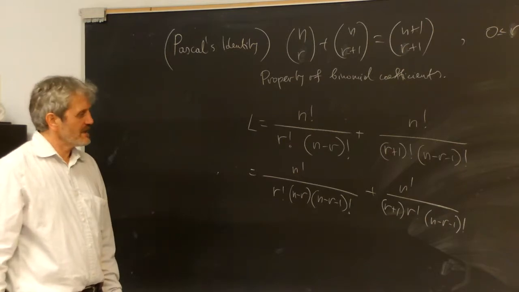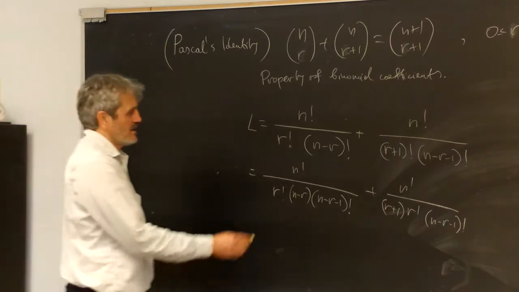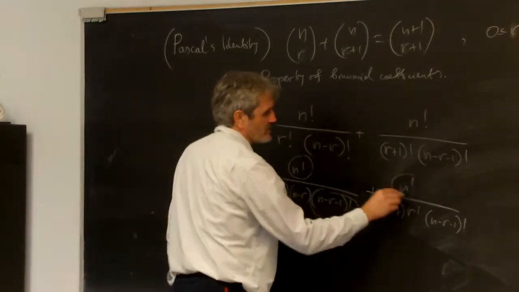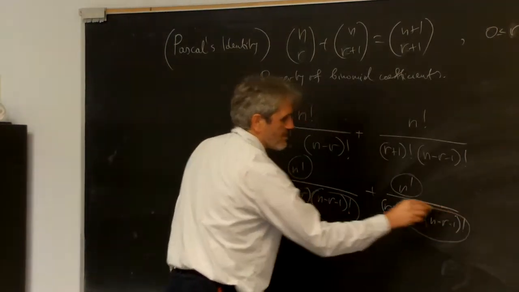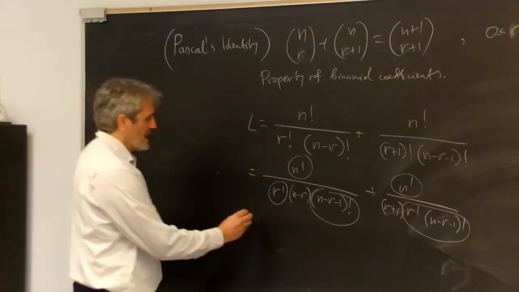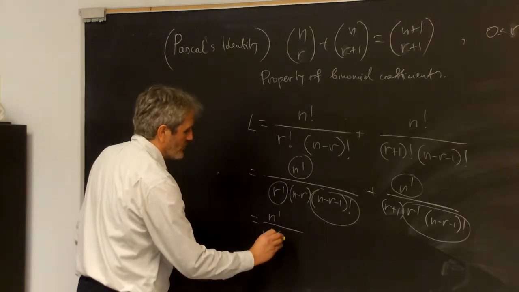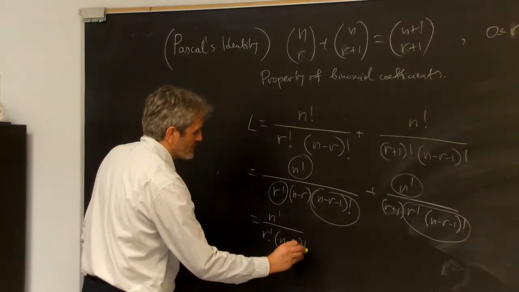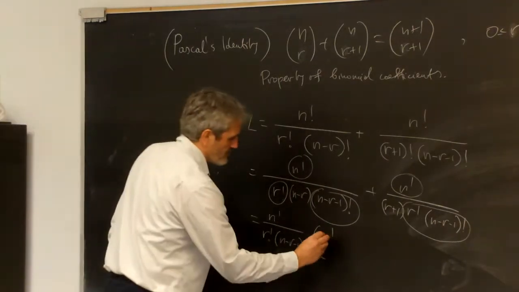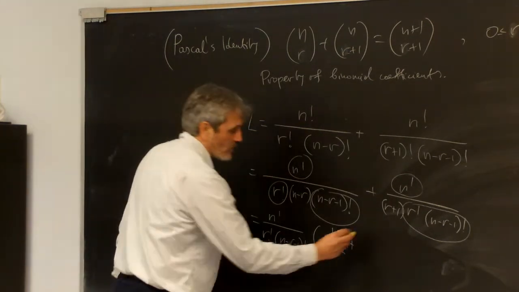So after we did this, those two fractions have lots of things in common. Because this is the same, this is the same, and this is the same for both of them. Don't you agree? Can I factor that out? So if I factor it out, I'll get the following. N factorial over r factorial times n minus r minus 1 factorial. What's left on the first one? 1 over n minus r. What's left on the second one? 1 over r plus 1.